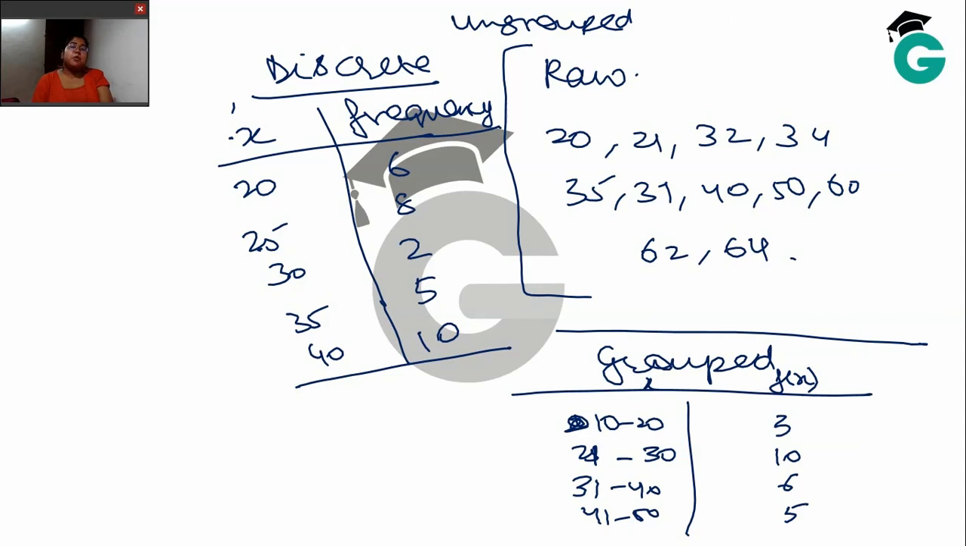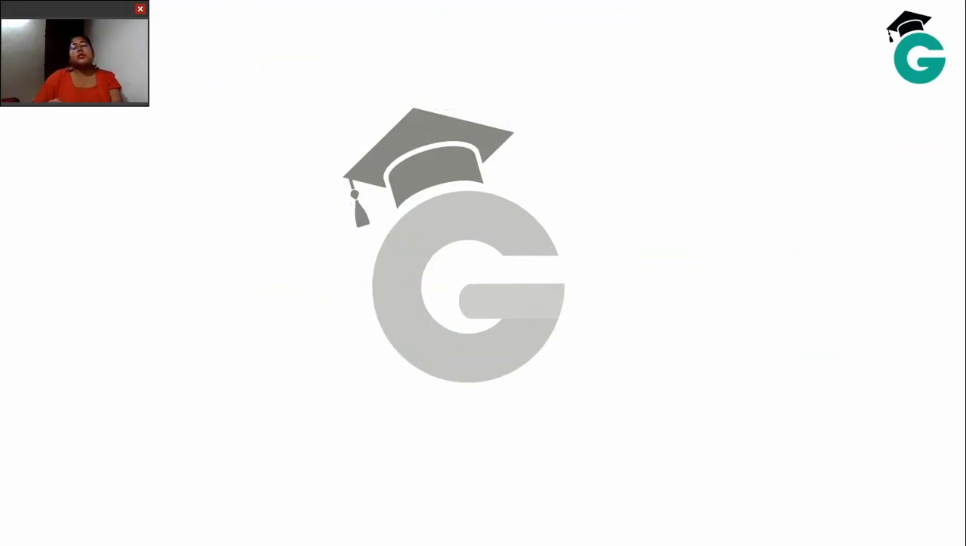Also, while this is not something that the book explicitly states anywhere, it's also something you are expected to know if you're taking up a course in statistics. So while the book only gives us these things for the raw form of data, we are going to be looking at it for the discrete and the grouped data as well.